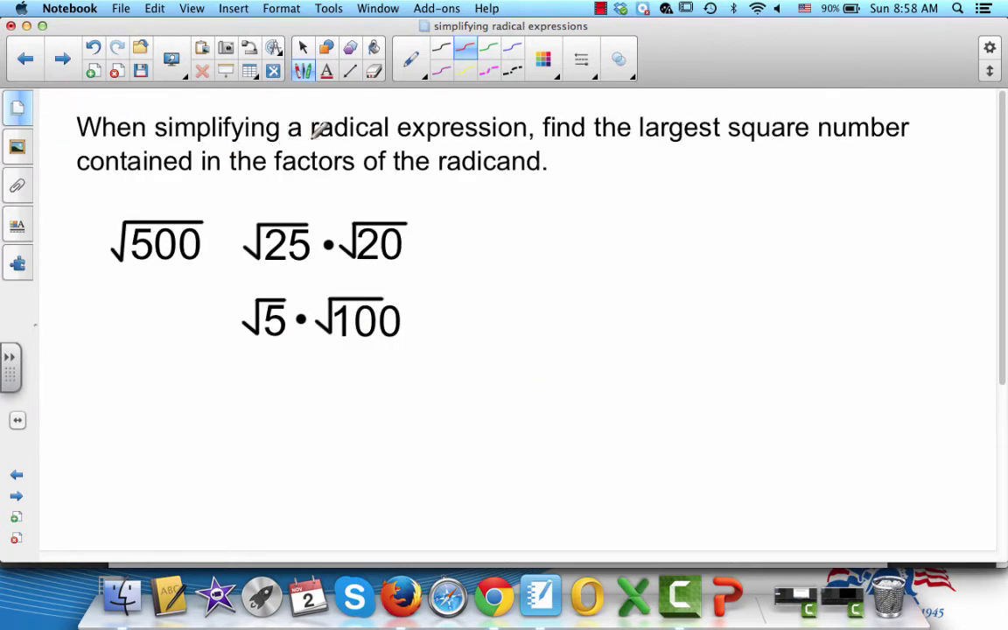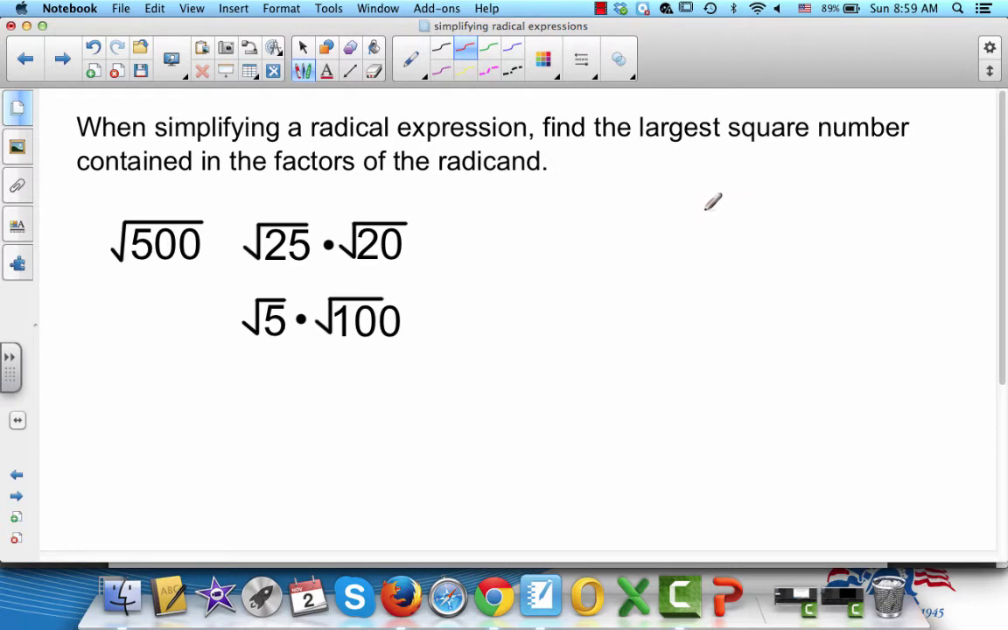So when you're simplifying a radical expression, find the largest square number contained in the factors of the radicand. So if we're dealing with 500 and we want to simplify the square root of 500, we can break it down into 25 times 20, or we can break it down into 5 times 100.